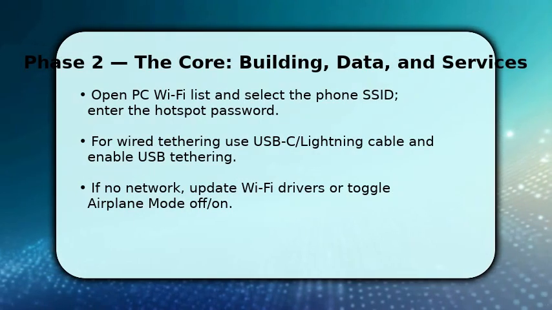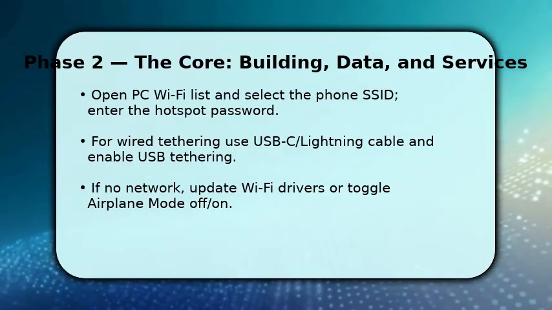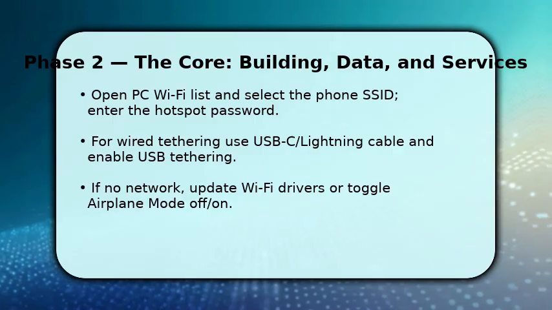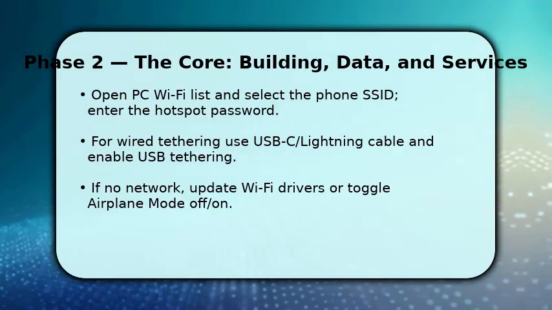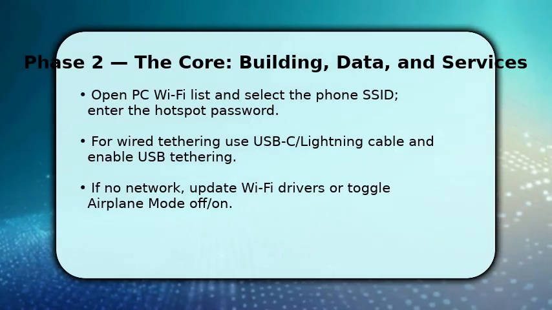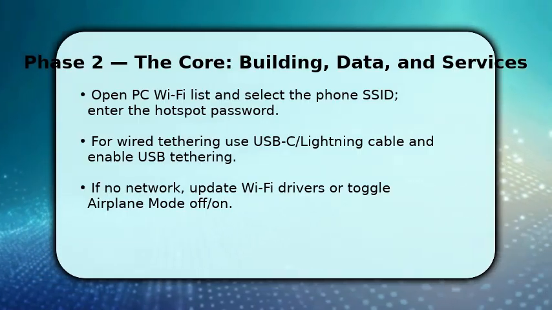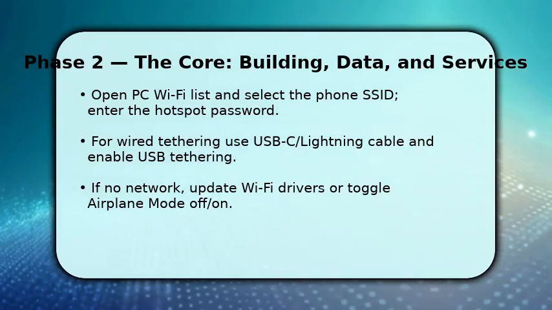Now switch to your PC and open the Wi-Fi network list. Select the SSID you created and enter the password. If you prefer a wired connection, plug a USB-C or Lightning cable into the phone and enable USB tethering on the phone. This often bypasses Wi-Fi issues.